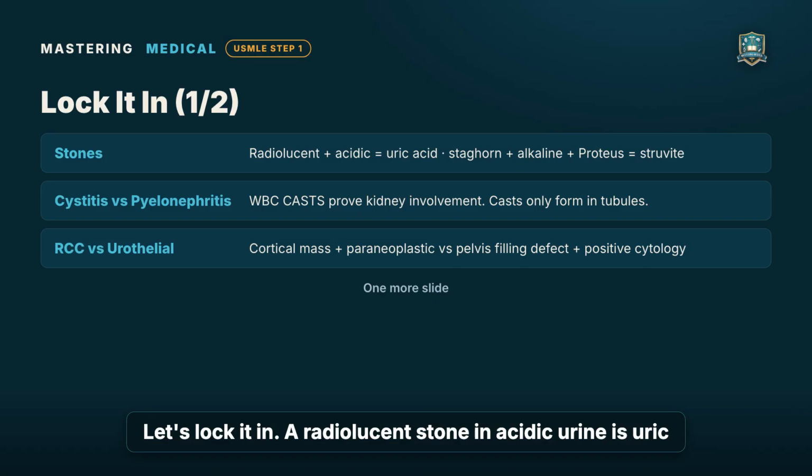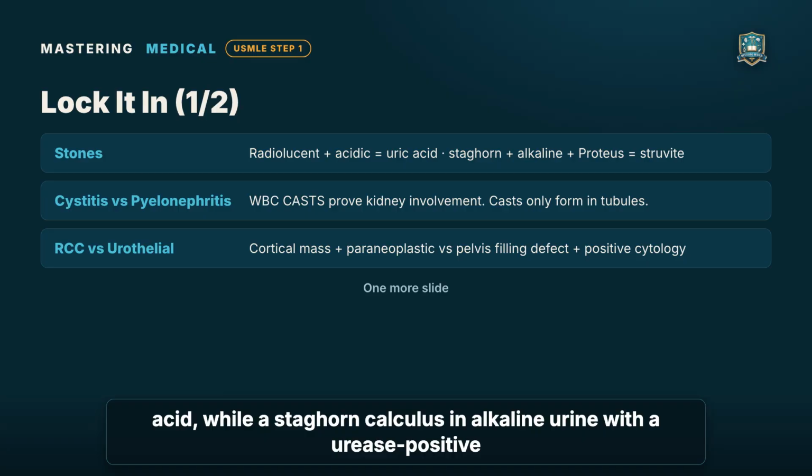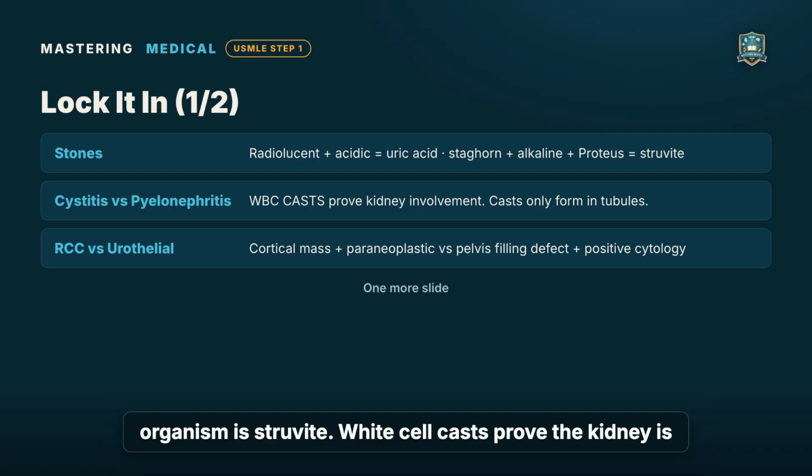Let's lock it in. A radiolucent stone in acidic urine is uric acid, while a staghorn calculus in alkaline urine with a urease-positive organism is struvite. White cell casts prove the kidney is involved because casts can only form inside a tubule.